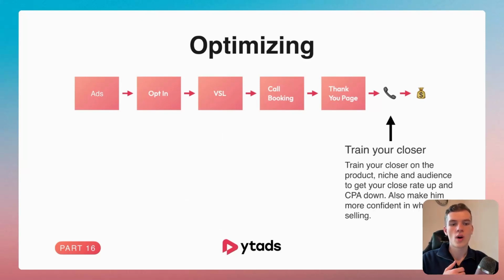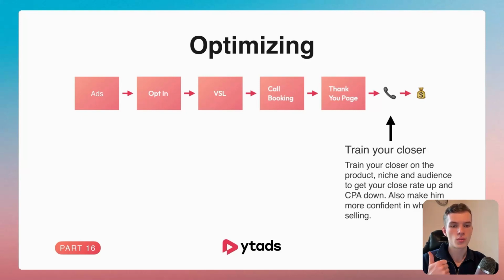And then one of the most important steps in a VSL call funnel is training your closer. Training your closer on the product, on the niche, on the audience, on your ideal customer to get your close rate up and the cost per acquisition down. Also, make him more confident in what he's selling. So these are some day-to-day activities you can do to increase your close rate.